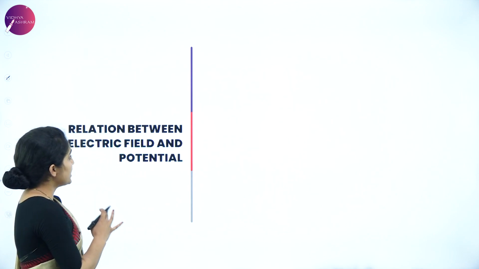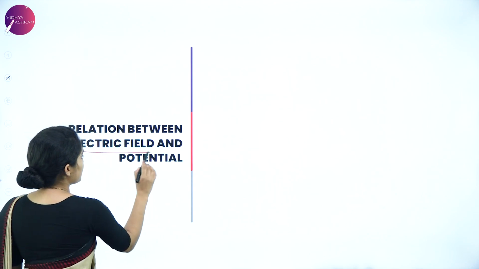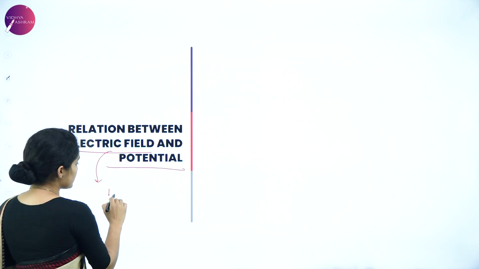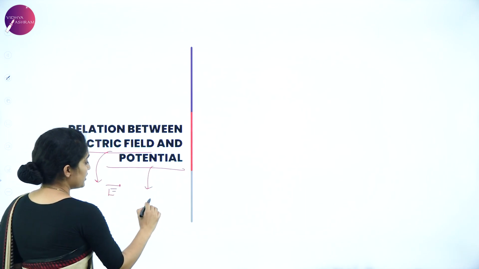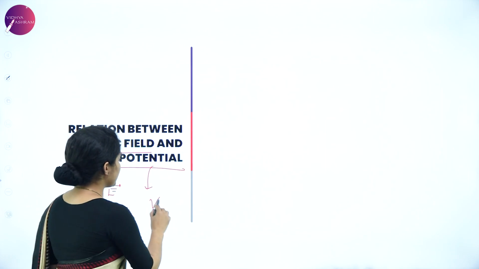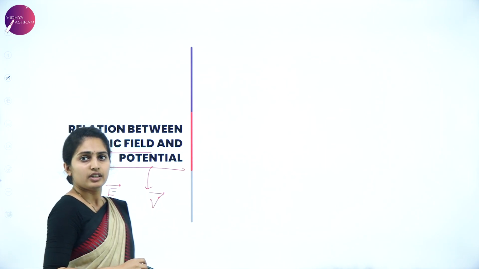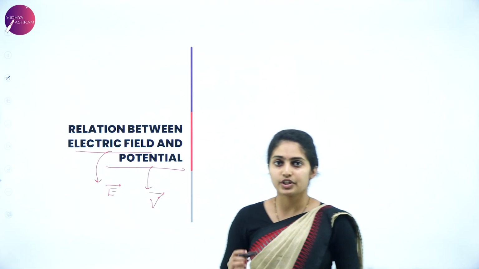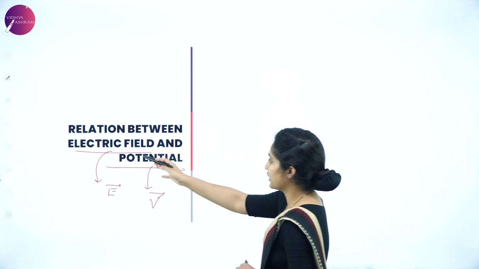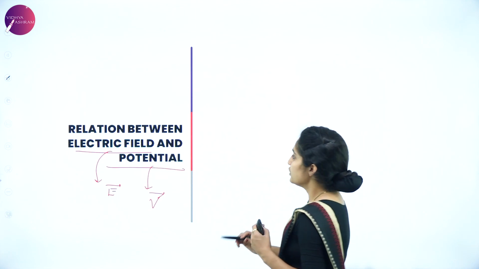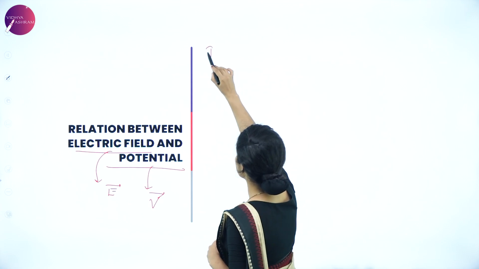Next is the relation between electric field and potential. The electric field turns out to be E vector, and potential turns out to be V. Potential is also a V vector because it's a vector quantity. So how exactly do we get the relation between these things? You know what the potential is.